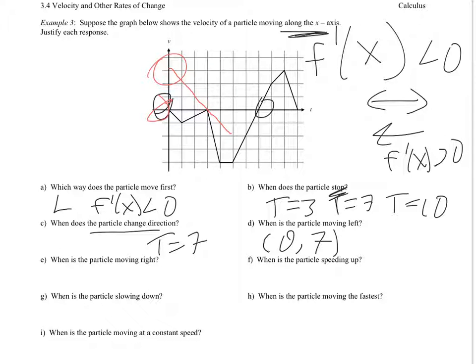Let's see, when is the particle moving right? It is moving right from 7 until 10. And when is it speeding up?